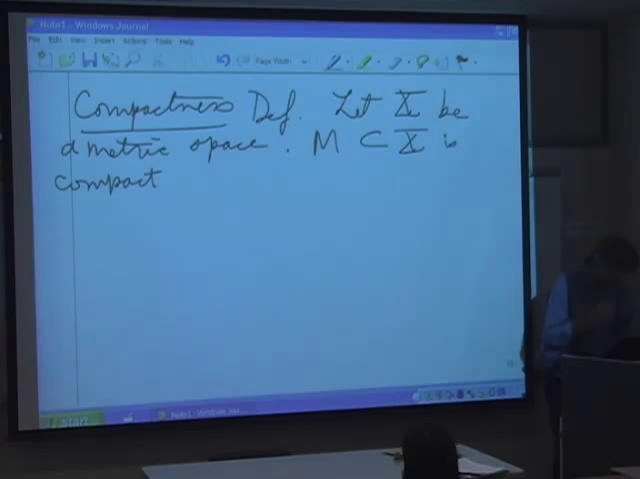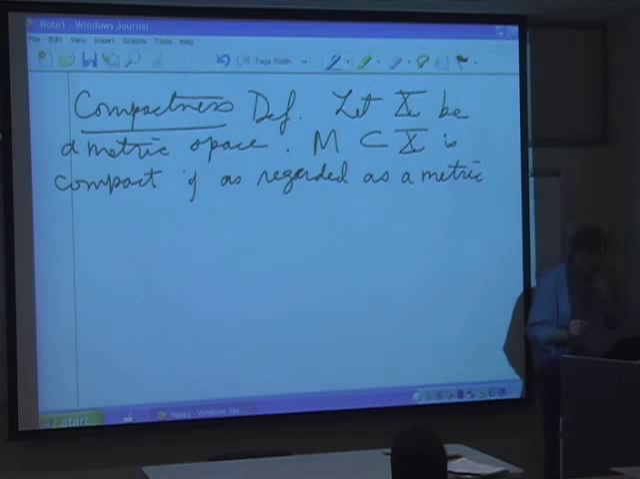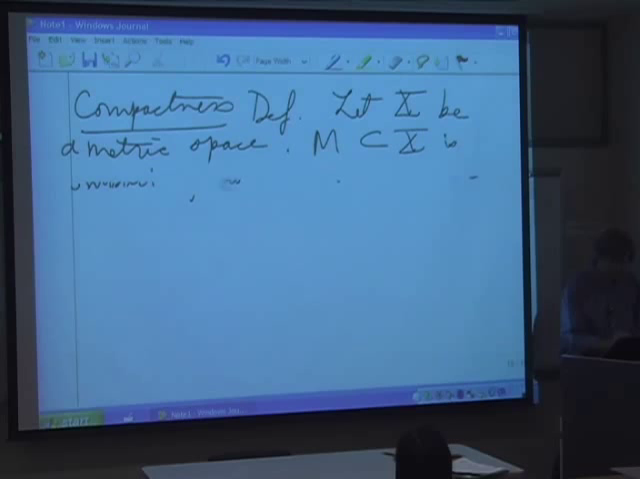If regarded as a metric space by itself. I'm going to erase this the way it started here. It's important to be a little bit careful with the definition. So I'm going to say let M be some subset of X, period.